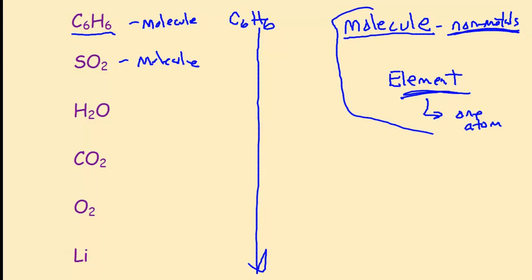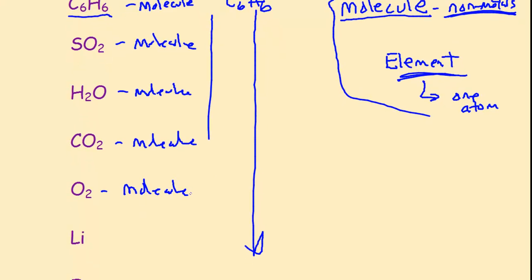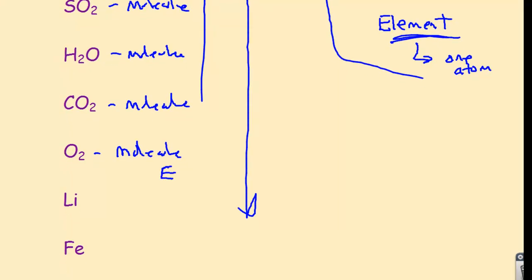This would be a molecular, this is benzene, so a molecular liquid. This would be a molecular gas. We have a molecular liquid. We have a molecular gas. So all of these would be molecules. Now this one, like I said, technically it's a molecule because it's 2 atoms covalently bonded, but I would accept that it is an element as well. It's a diatomic molecule, but it's the element oxygen. And then lithium, element. And then iron, once again, an element.